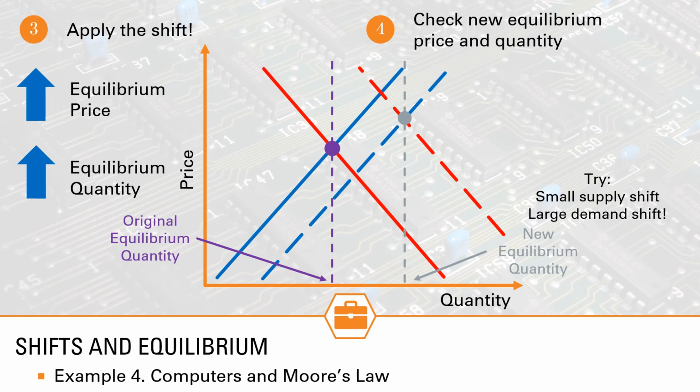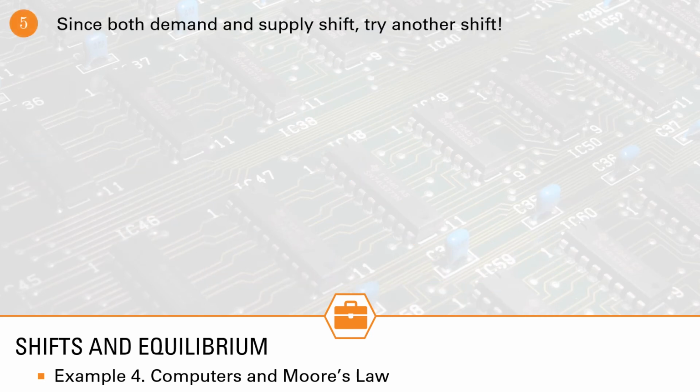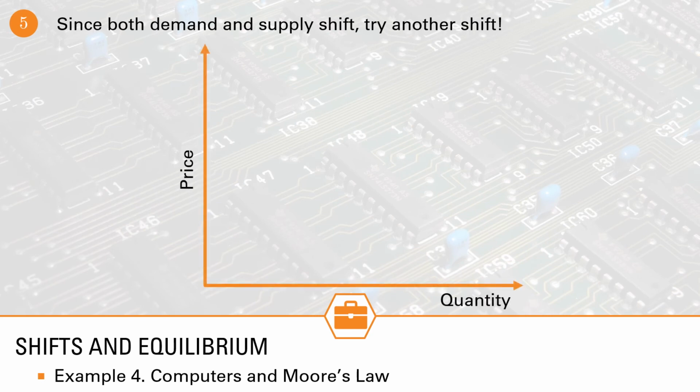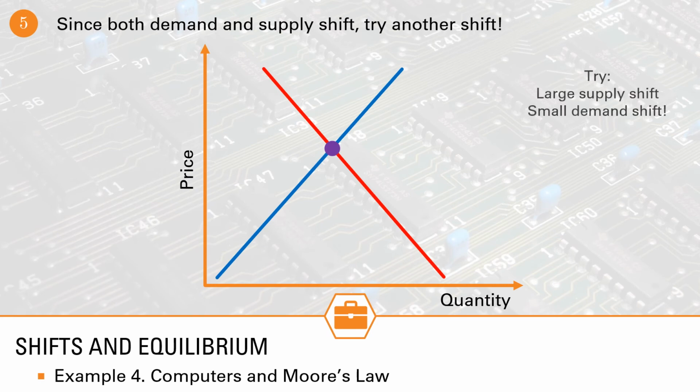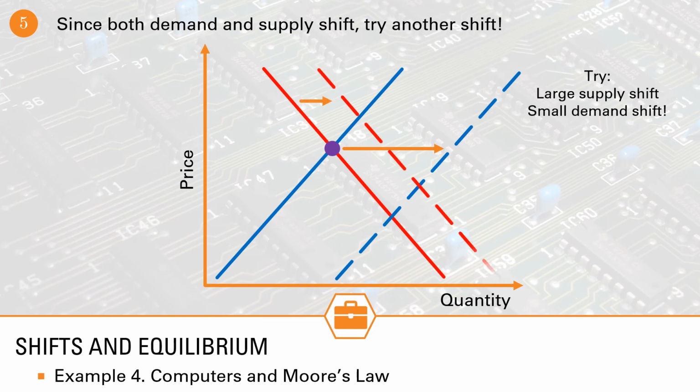Let's try what happens if it's the other way around. What if we got a large supply shift but a small demand shift? We try another shift. This is step 5, right? So we draw it again. There's our original equilibrium. Let's try now a large shift in supply over there, but a very, very small shift in demand over there. And again, the intersection is the intersection between the new demand curve and the new supply curve, which is over here.